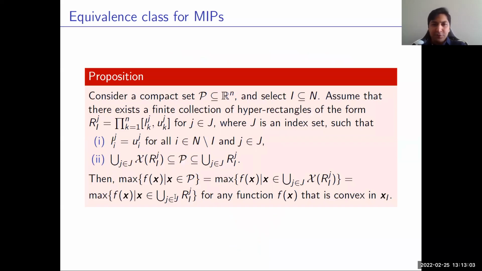So how does this relate to decision diagrams? Well, that is through the concept of equivalence class, as I explain next. So consider a special case of the previous theorem where we can directly decompose P into a union of hyperrectangles.